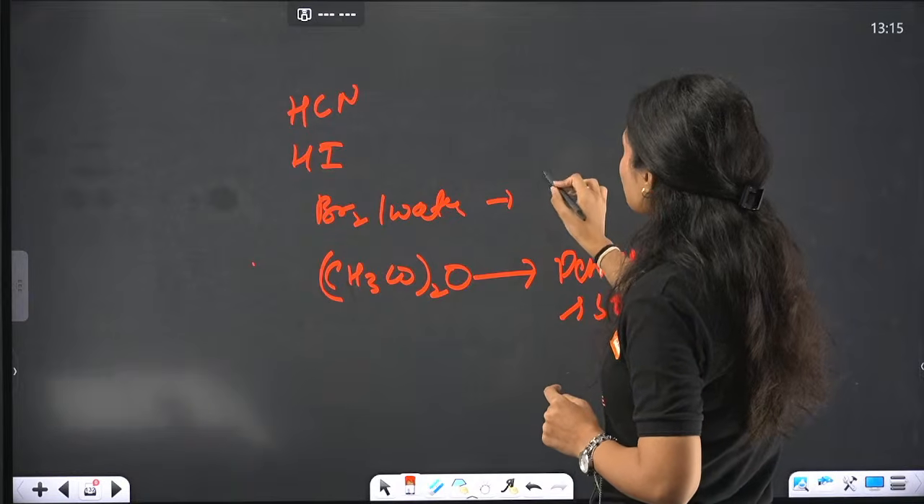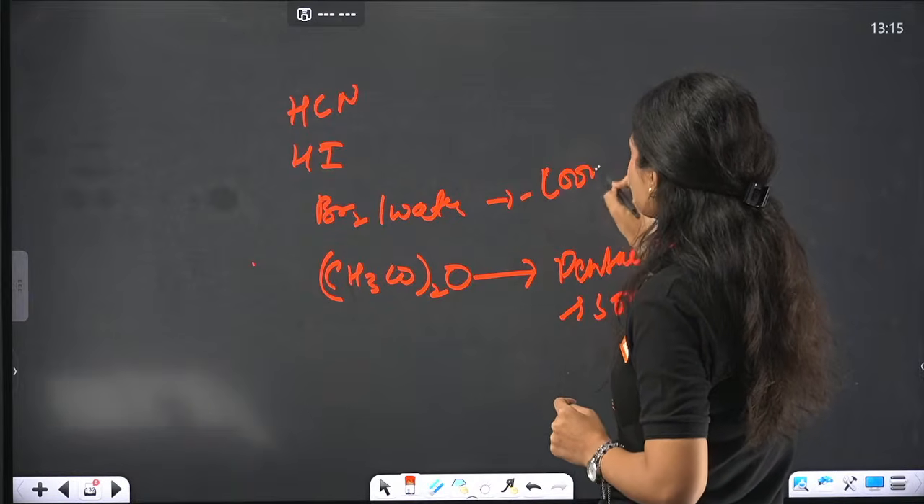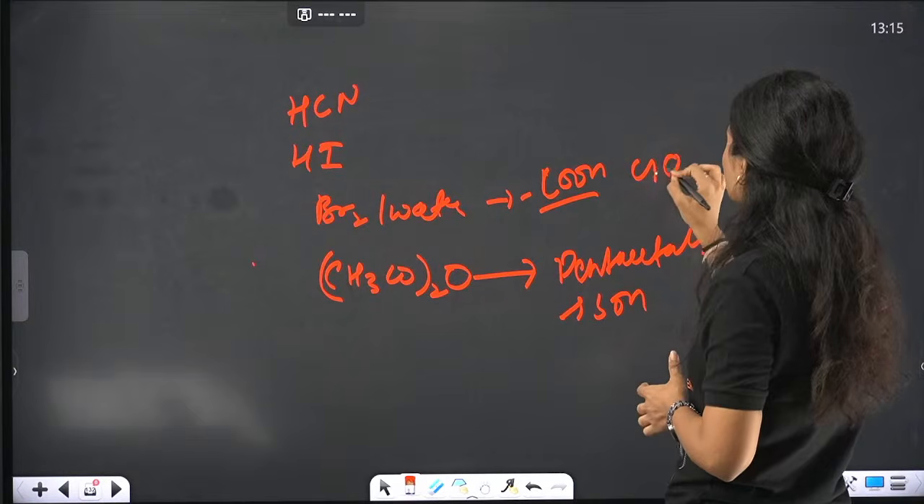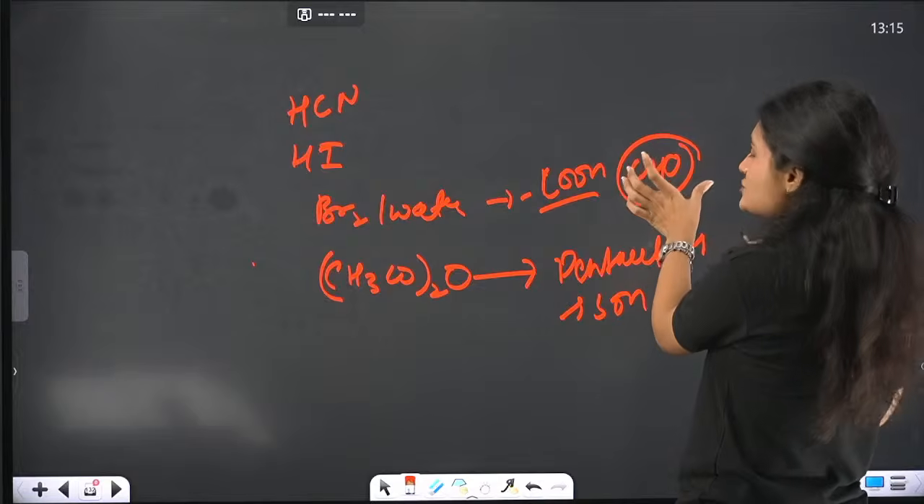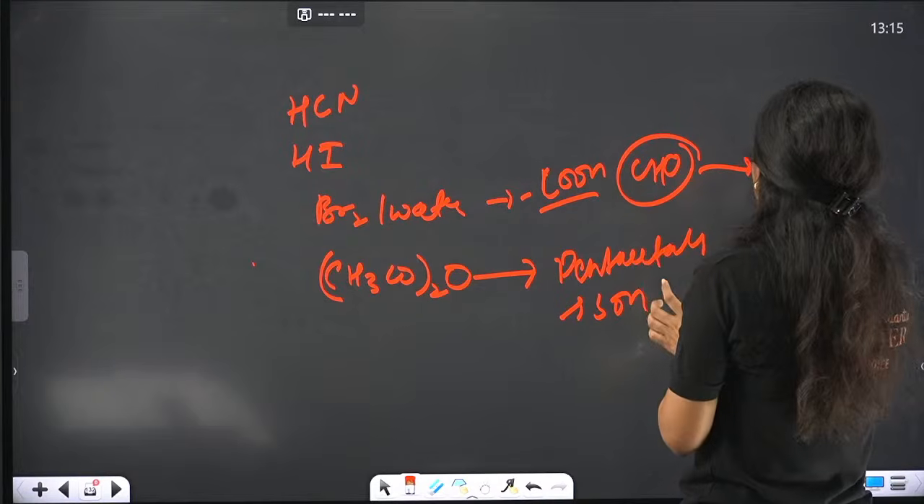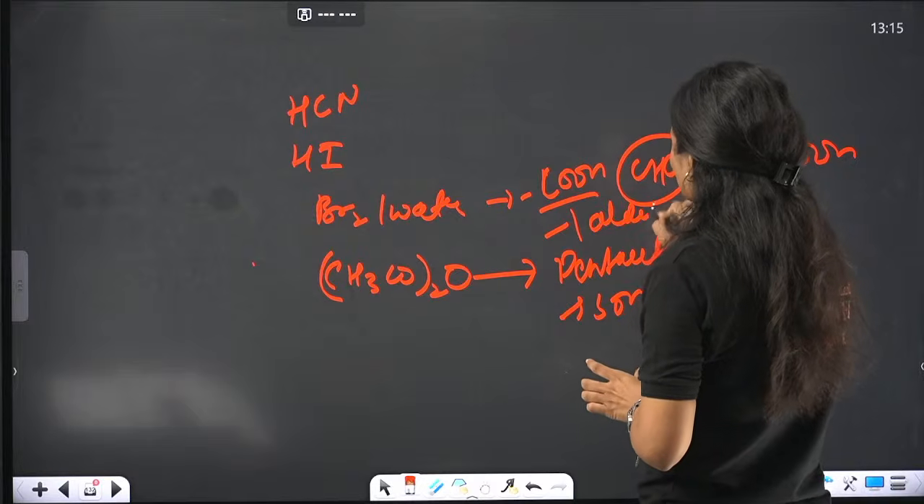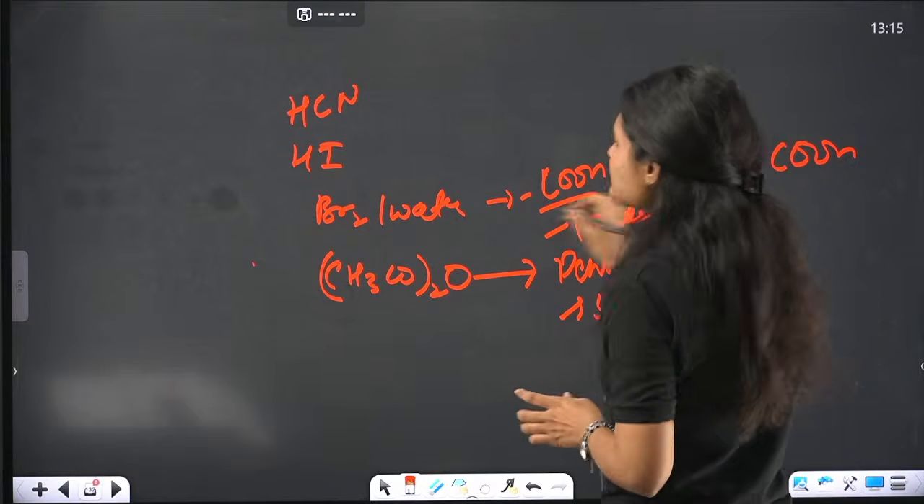Bromine water gives 1 carboxylic acid group. That means it is a mild oxidizing agent. It oxidizes the 1 CHO group that is present to COOH. That means the presence of 1 aldehyde group.